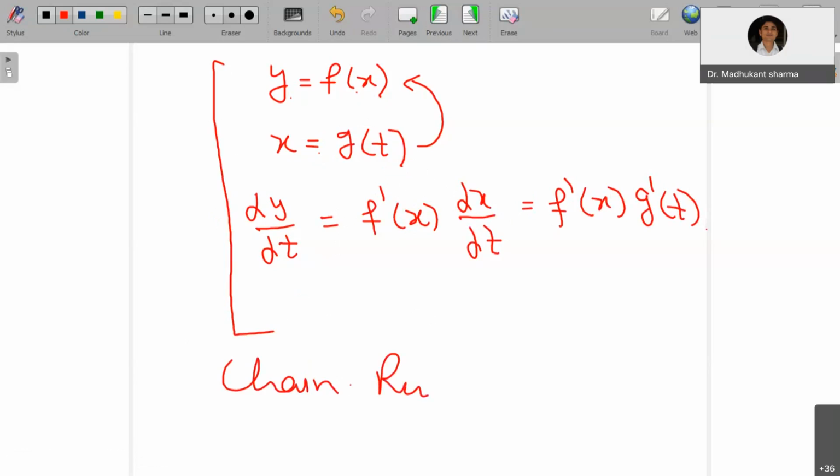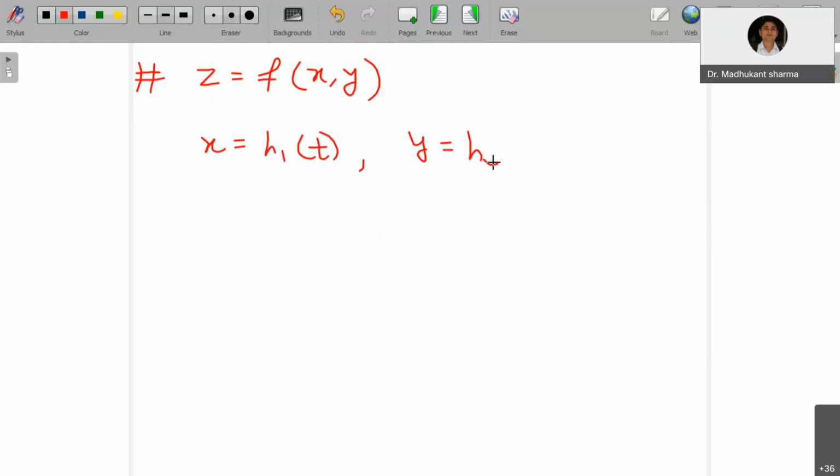Similarly, you can have the extension to the function of two variables. Suppose you now have z equals f of x comma y, a function of two variables. Let's suppose x equals some function of t, say h1 of t, and y equals some h2 of t. And I'm interested in dz by dt.